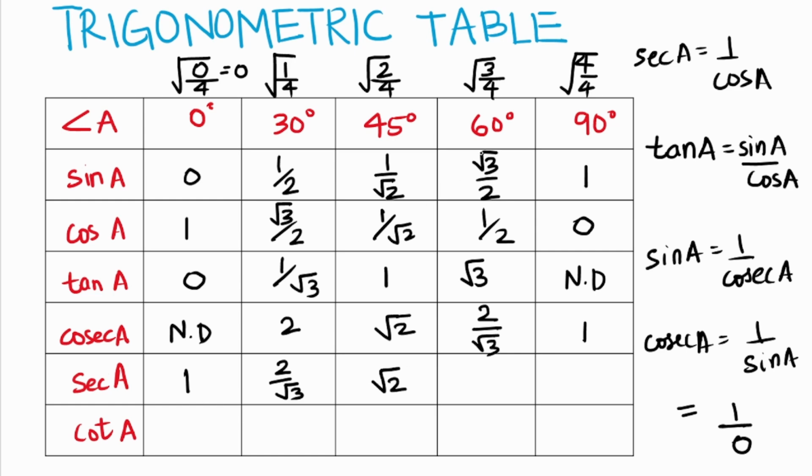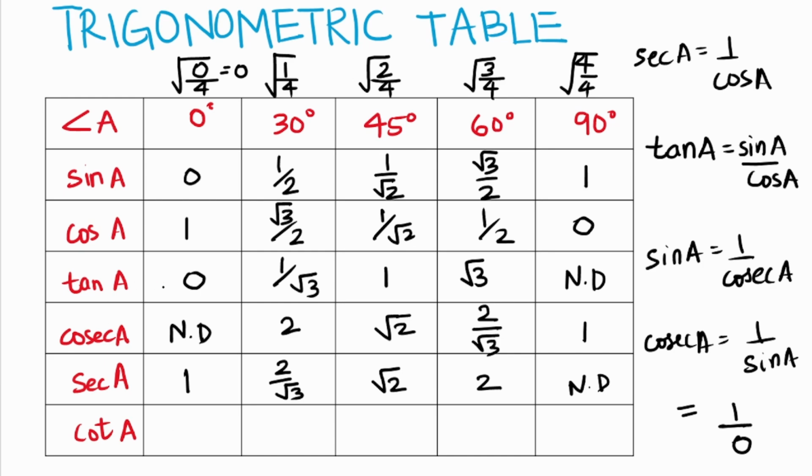Then sec 60. What is sec 60? Cos 60 is 1 by 2. So sec 60 will be 2. Then sec 90 degrees. What is sec 90? Cos 90, you know it was 0, right? So sec 90 will be the reciprocal of cos. So reciprocal means 1 by 0, which is not defined.